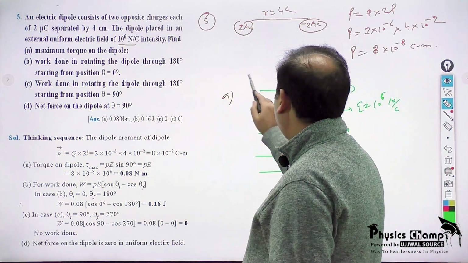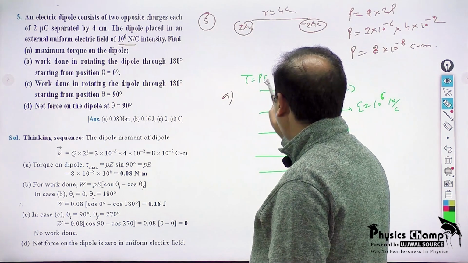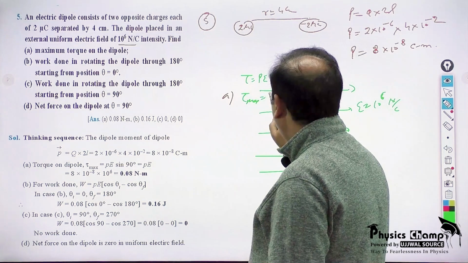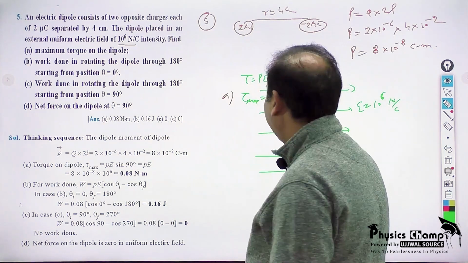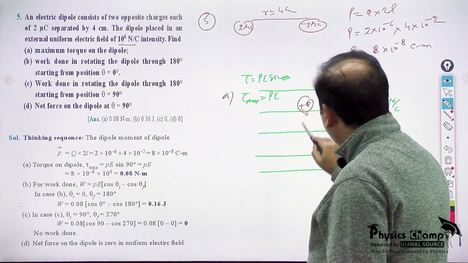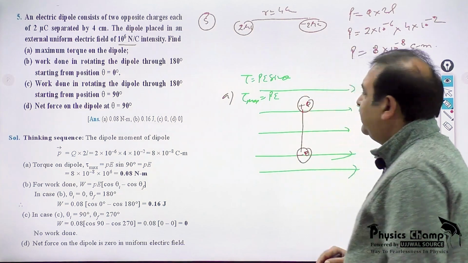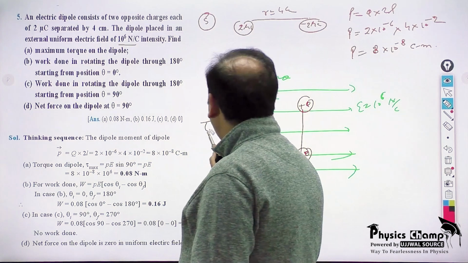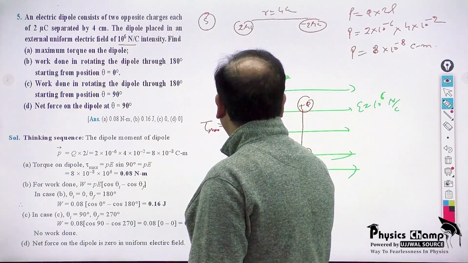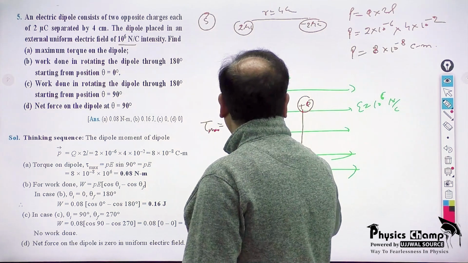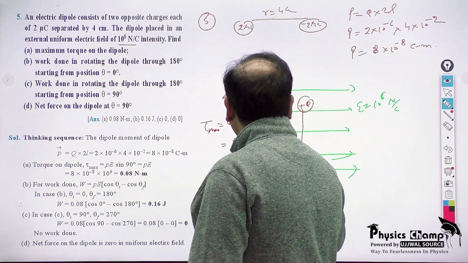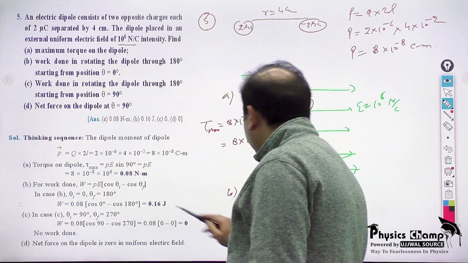So you know the formula of torque is what? PE sin theta, and when you are looking for the maximum torque it is PE sin 90. So the maximum torque occurs when the dipole is placed perpendicular, and it will have a value P, which is 8 into 10 to the power minus 8, times electric field 10 to the power 6. So it is 8 into 10 to the power minus 2 Newton meter. This is the maximum torque.